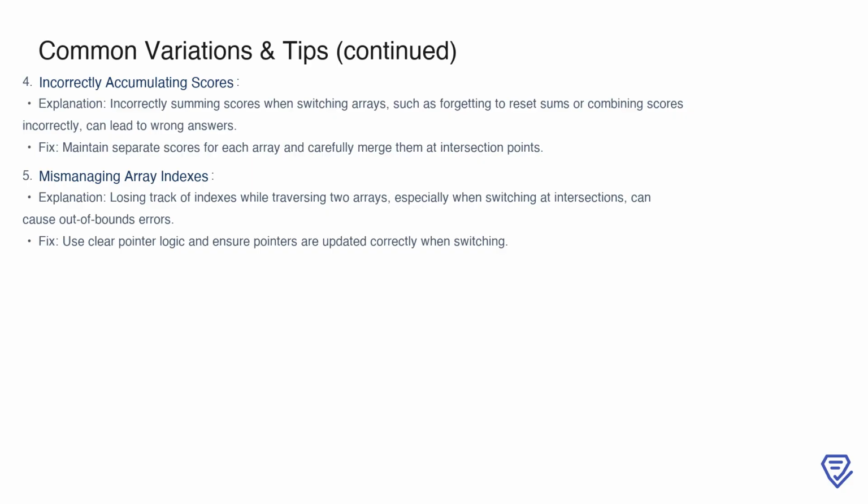Mismanaging array indexes is another common pitfall. As you traverse two arrays, keeping track of the current indexes can become tricky, especially when you switch arrays at intersections. This can result in out-of-bounds errors or incorrect calculations. Clear pointer logic is key here. Ensure that your pointers are updated properly whenever you switch, so the traversal remains accurate and efficient.